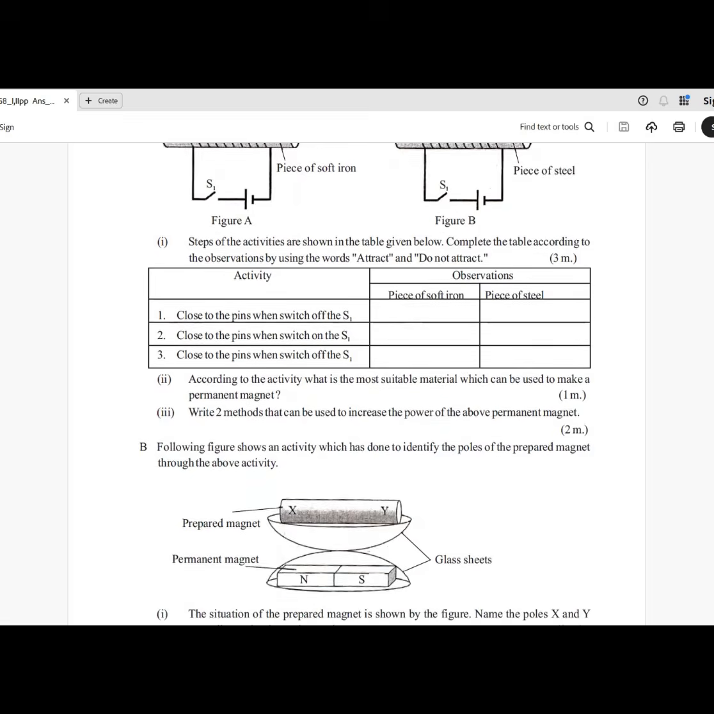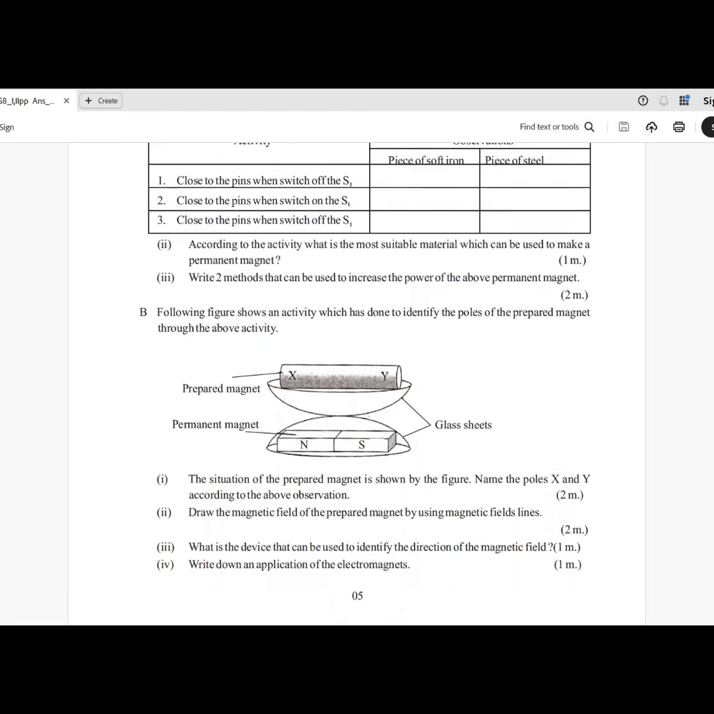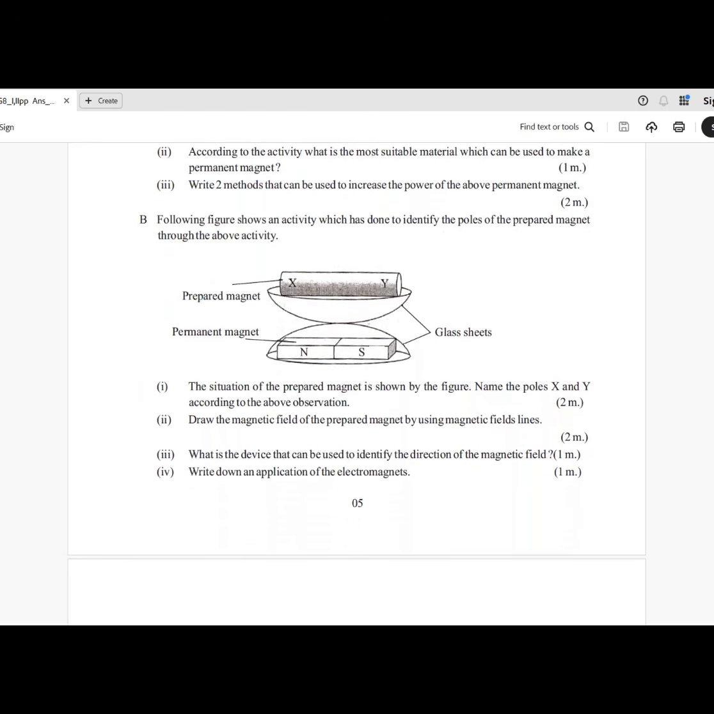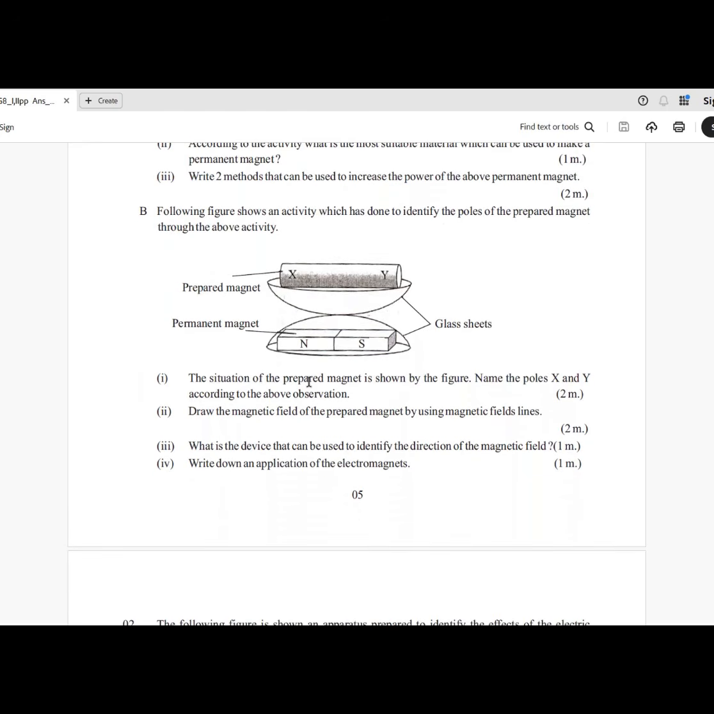B part. Following figure shows an activity which has been done to identify the poles of the prepared magnet through the above activity. The situation of the prepared magnet is shown by the figure. Name the poles X and Y according to the above observations. X is the south pole, because it's on the other bar magnet. So if the other opposite one is north pole, this should be the south pole. So the Y should be the north pole.